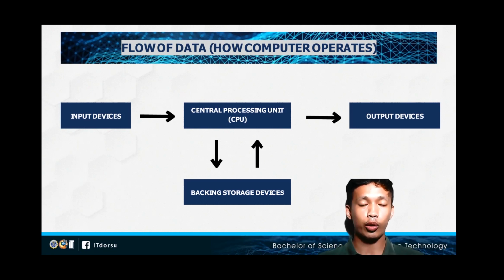So the backing storage devices are the local hard disk drives, like in our computer, memory that stores the data. So it doesn't permanently stay there because we send it to the output devices. So once it reaches the output devices, the data is in a suitable or readable format. Like for example, if you input data that is music, the output is that we hear the music, like our input.